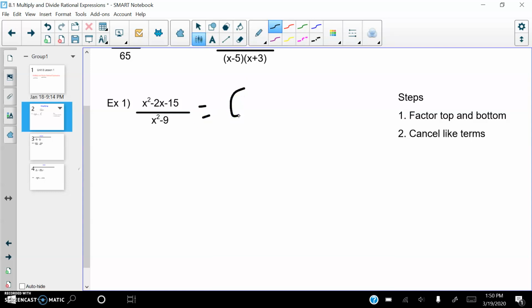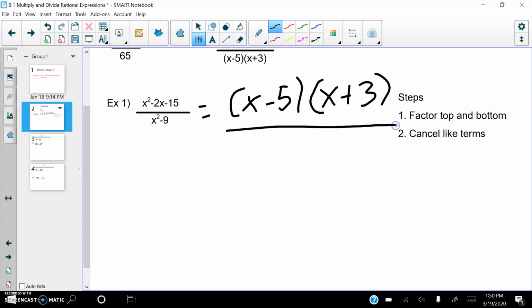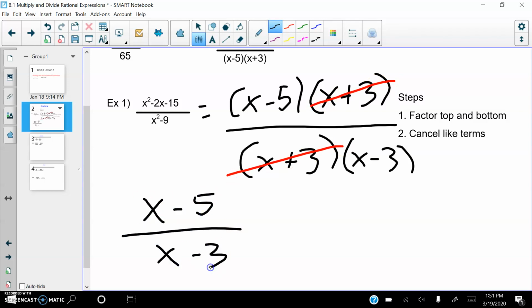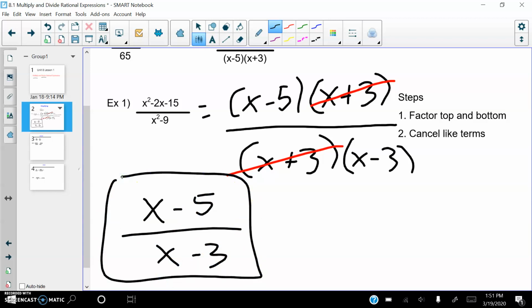So I can say that that is x minus 5 and x plus 3 over, I have x squared minus 9 here, which is going to be x plus 3, x minus 3. And then I look for things that can cancel. I have x plus 3 on top and the bottom. So I'm left with x minus 5 over x minus 3. And that is it for simplifying things.